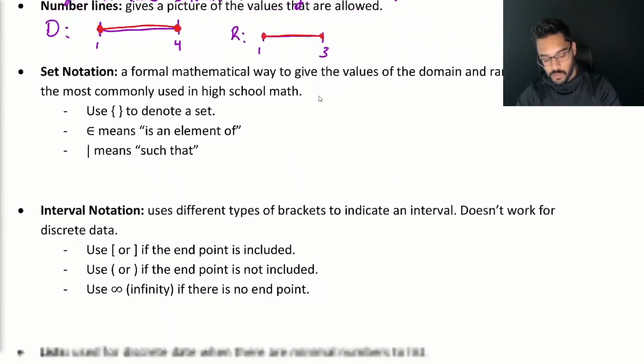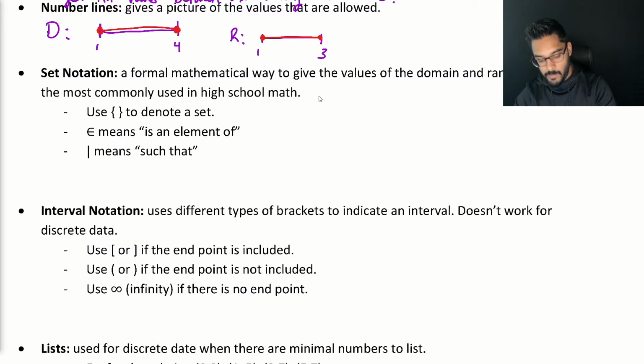Now set notation is what's challenging for students because it's such a new notation and it looks really fancy and more complicated than it is. It's a formal mathematical way to give the values for domain and range. Typically, it's the most commonly used one in high school math. Usually from math 10, 20, 30, this is going to be the one you're going to see. In math 31, if you're going to use calculus, interval notation is a lot better and more common. So these are going to be the two that are most common depending on the math courses you take. Set notation for sure will come back again.